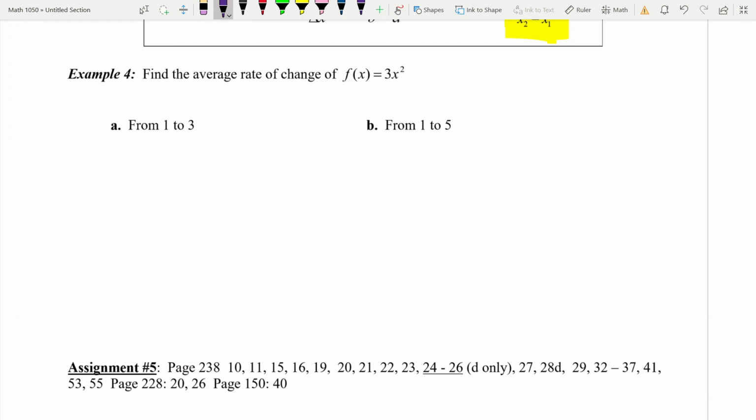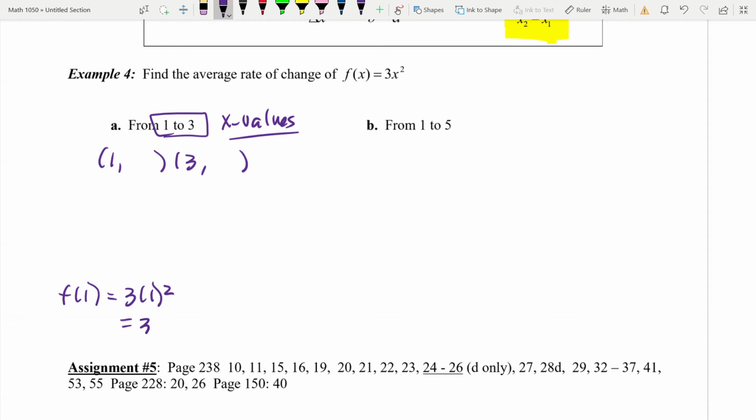So find the average rate of change, find the slope of that equation from 1 to 3. Here's what I need you to know. 1 and 3 are both x values. That's what you need to know. So your ordered pairs are 1 comma something and 3 comma something, like that. So I'm going to come down here and find f of 1. I have to find the y that goes with it. And the way I find the y that goes with it is I plug it in. So that would be 3 times 1 squared. Well, that gives me 3. So that ordered pair is 1 comma 3.